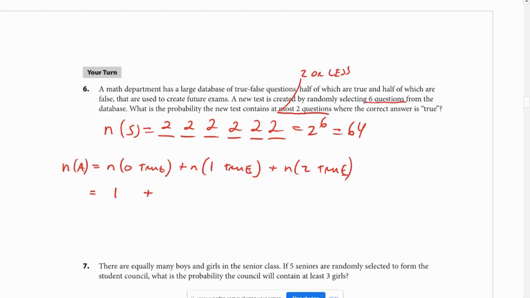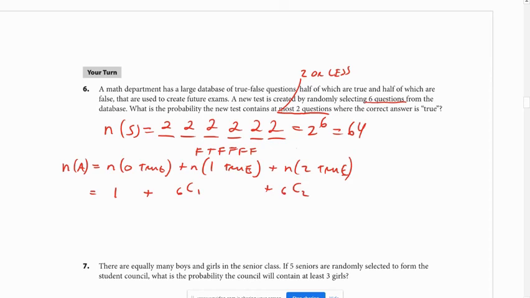1 true, that could look like false, true, false, false, false, false. So out of the 6 questions, 1, 2, 3, 4, 5, 6, we're choosing which one is going to be true, and so that is 6 choose 1. Or you could do 6 choose 5. The answer is going to turn out the same because you could be choosing which 5 of them are going to be false. Choosing 2 true, so that would be 6 choose 2.